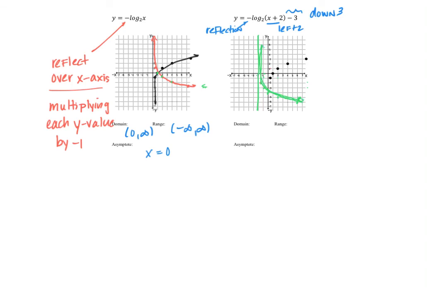All right, domain's going to build off the asymptote, so that's going to go from negative 2 to positive infinity. Range, negative infinity to positive infinity, and the asymptote would be x equals negative 2. If that's a stretch for you, like I said, you can make an XY table from your original points. The reflection is going to be over the x-axis, so you're multiplying all your y values by negative 1. Then you would be going left 2, or subtracting 2, and down 3, or subtracting 3.